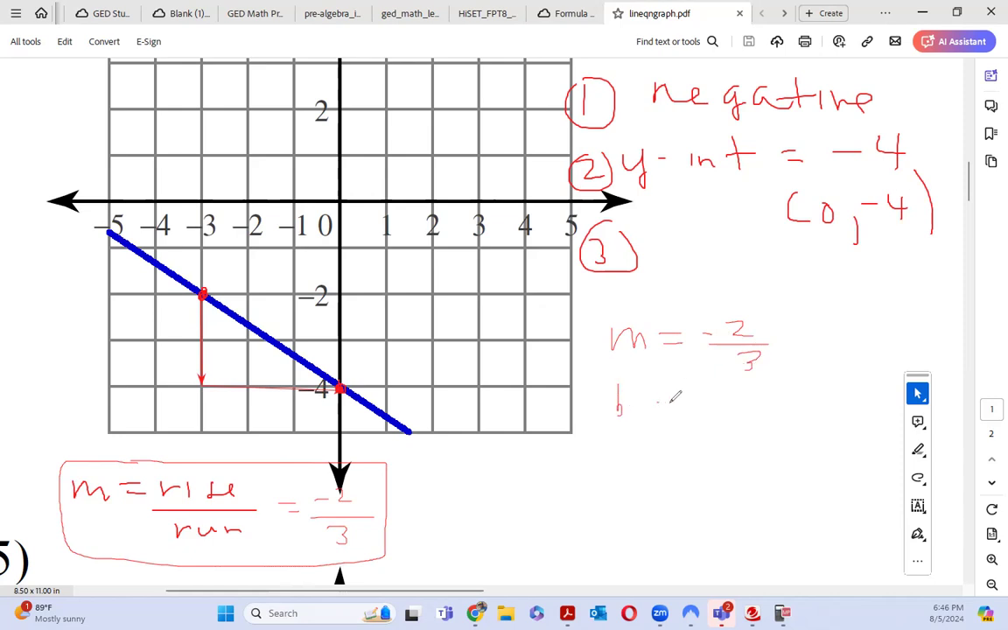I know my y-intercept is -4. So to find the equation of this line in slope-intercept form, which is y equals mx plus b, all I'm doing is substituting my m and my b. So y equals, instead of m, I'm putting -2/3. Then I've got my x. Instead of b, I'm putting -4. So the equation of this line is y equals -2/3 x minus 4. Wow.